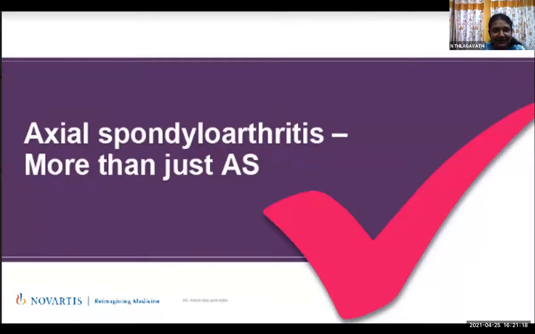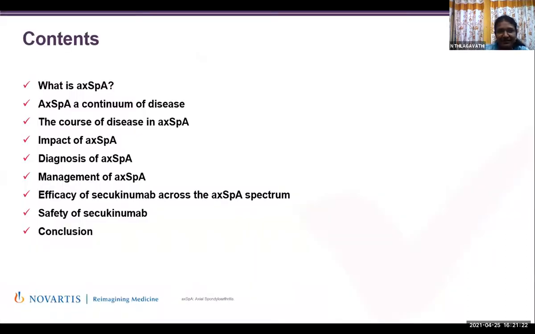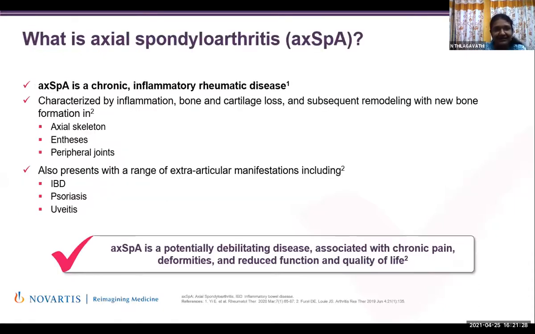Axial spondyloarthritis, more than just ankylosing spondylitis. For the next 15 to 20 minutes, I'll be discussing a bird's eye view of axial spondyloarthritis. So, what is axial spondyloarthritis? As we know, the terminology itself says axial. Axial is the spine and the sacroiliac joints involvement. And spondylo is the spine, and arthritis is anything that causes synovitis.